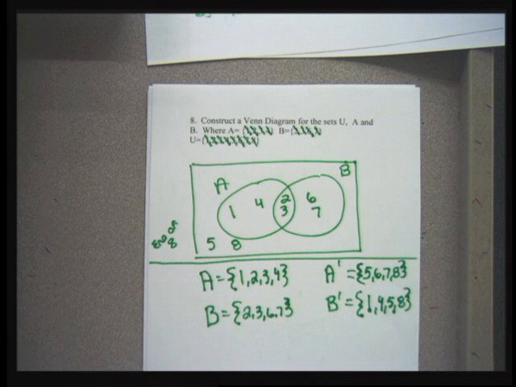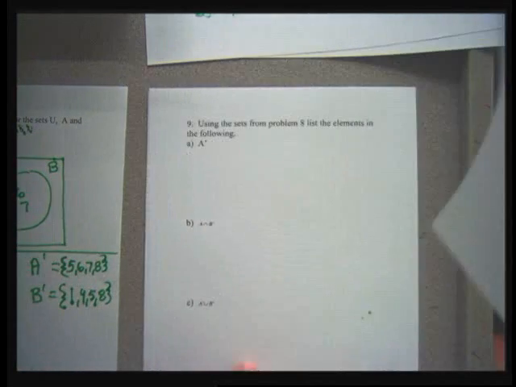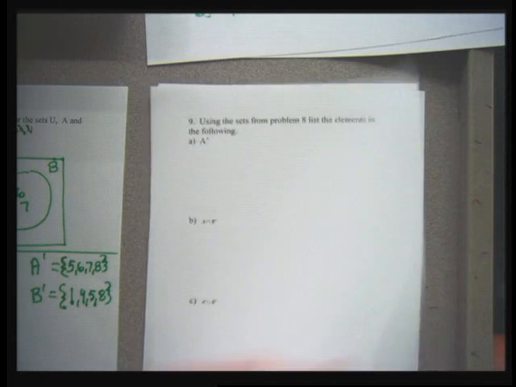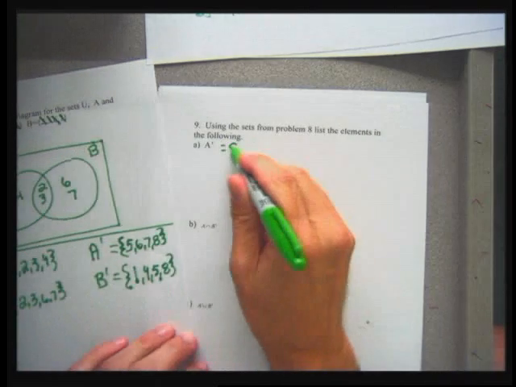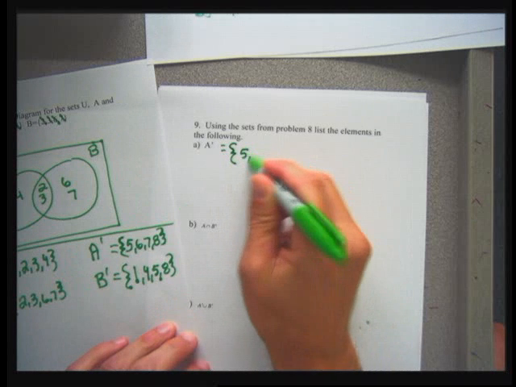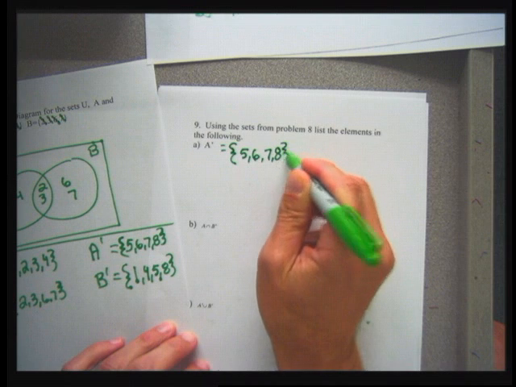So I'm going to go through and do number 9 without doing the pictures, and then I'll do number 9 via pictures, and you can decide which way you like better. So the first part of number 9 wants me to find A prime. That's simple enough because I've already listed that. A prime is just the set 5, 6, 7, and 8. And so the answer to number 9, A prime, is 5, 6, 7, and 8.